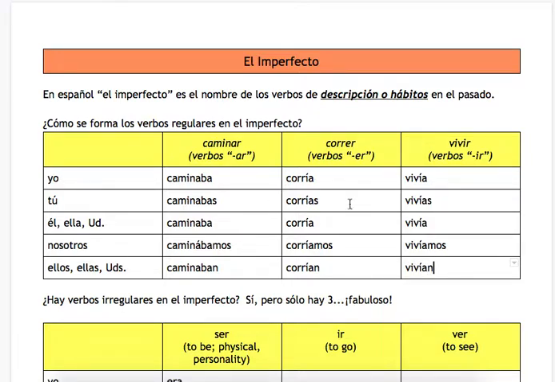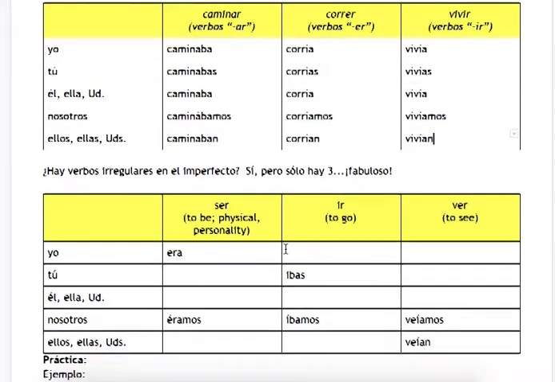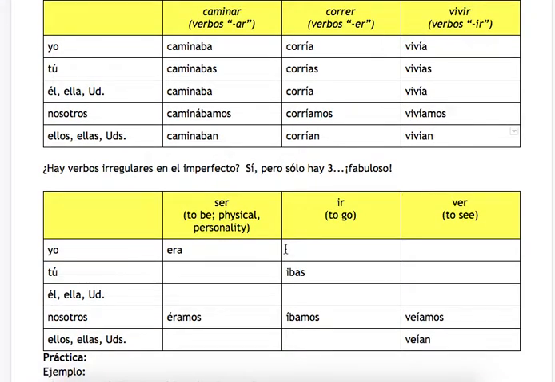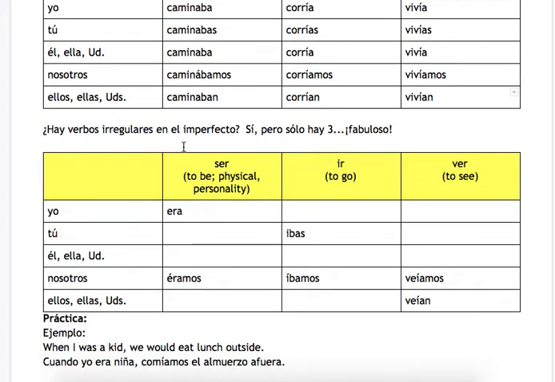All right, moving on down. So these are regular verbs again. Are there irregular verbs in the imperfect? Yes, but there's only 3. Awesome. And you guys have actually heard a couple of these in our stories already.